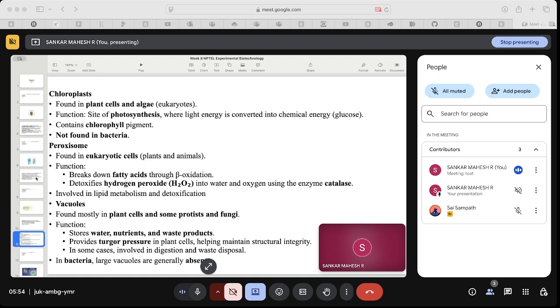I've also listed down functions of other organelles. Chloroplasts are found only in plant cells and they are involved in photosynthesis. Peroxisome is found in eukaryotes. It will break down fatty acids and is also involved in hydrogen peroxide detoxification with the catalase enzyme. And vacuoles are present in plant cells and some protists and fungi. They are used for storage and also give turgor pressure in plants to ensure the structural integrity of the cells is not compromised.